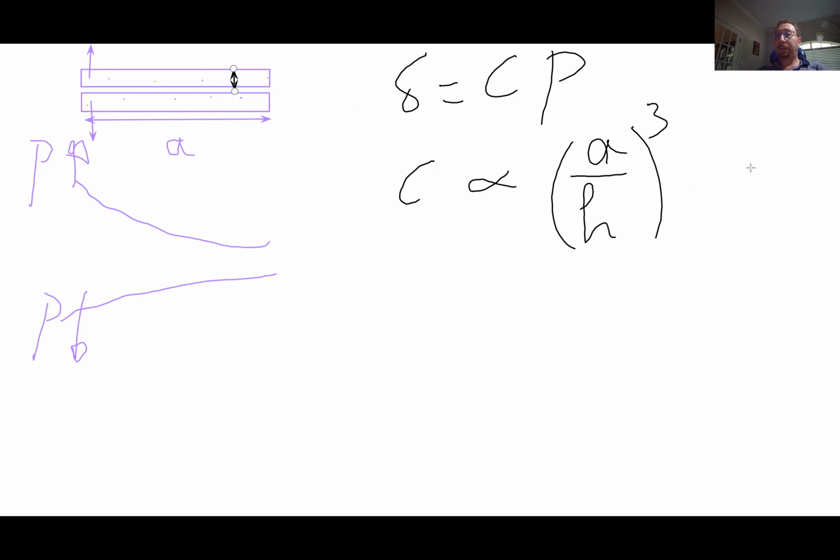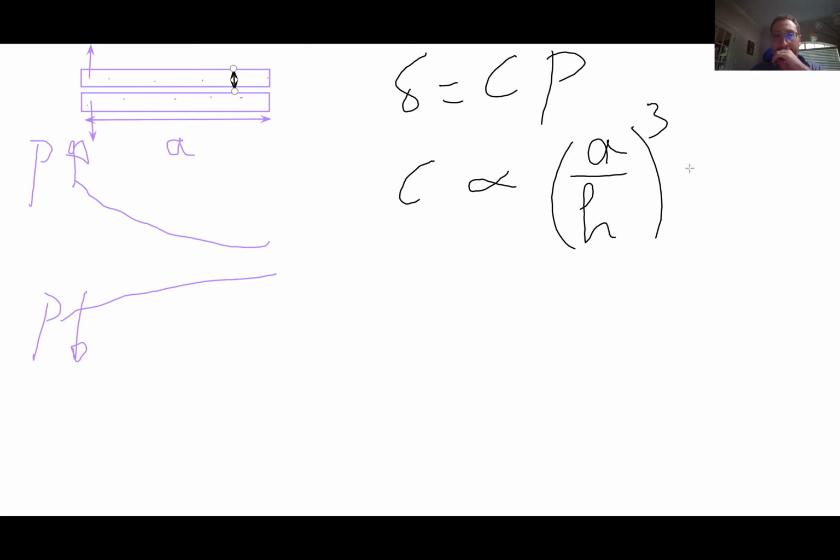Now, what you can see from here is that the more the H, the lower the compliance, which means the beam is stiffer, as expected. But the longer the beam, the more compliant the beams become. Basically, as the crack grows, the specimen becomes more and more compliant.